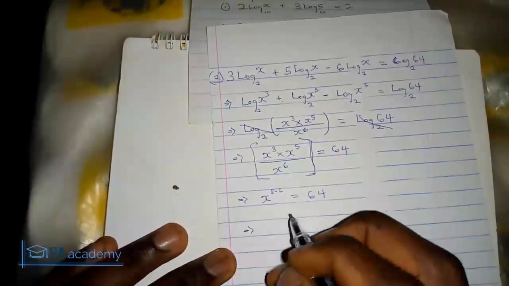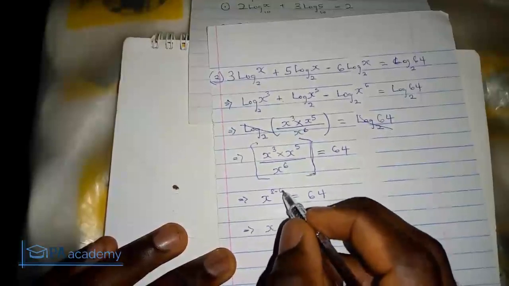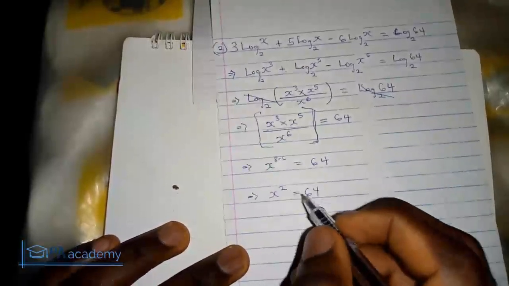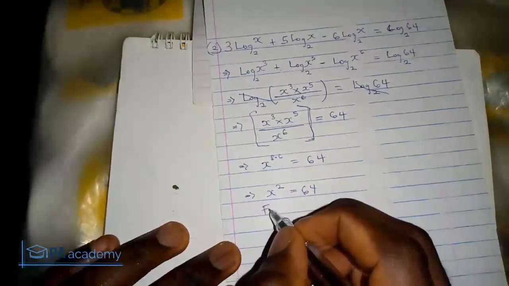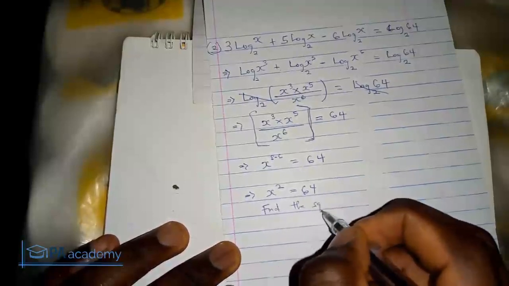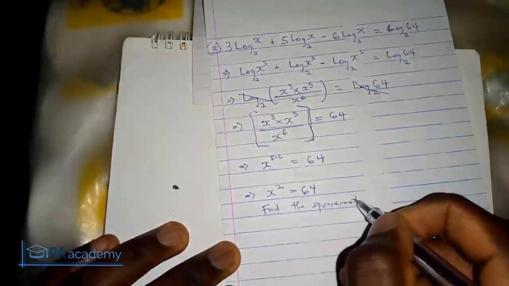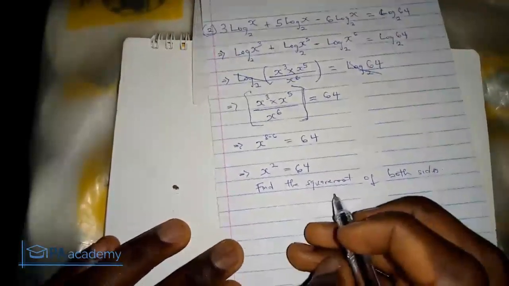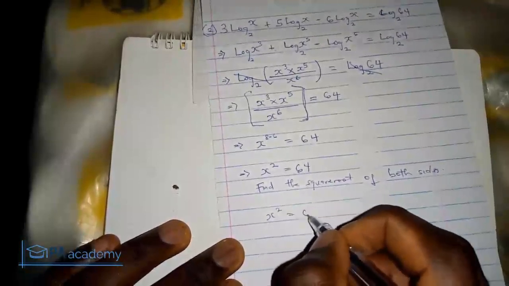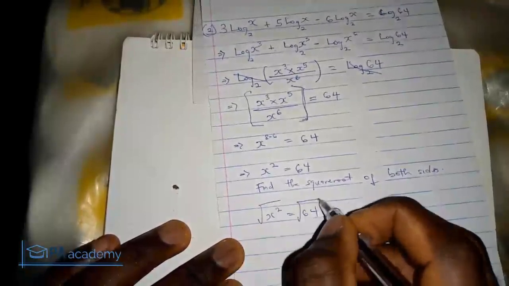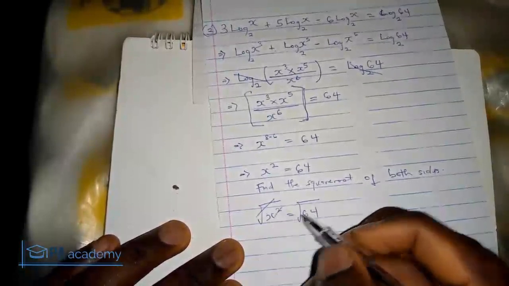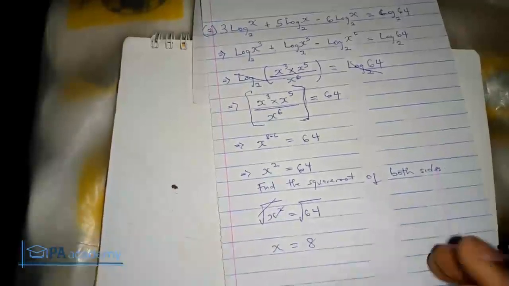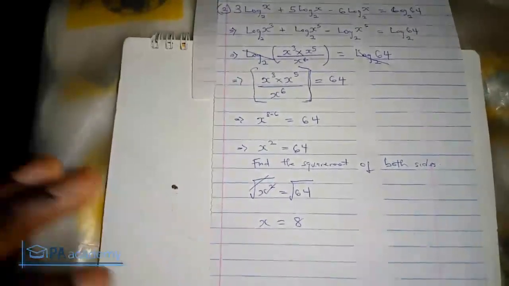So we'll be left with x raised to power 8 minus 6, which is x raised to power 2, is equal to 64. So to get rid of this square, we are going to find the square root of both sides. So we have x squared is equal to 64. If you apply the square root, it will cancel this square. So the square root of 64 is equal to 8. So the answer to question number 2 is 8.